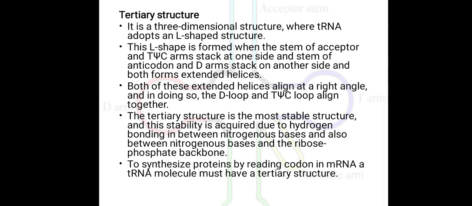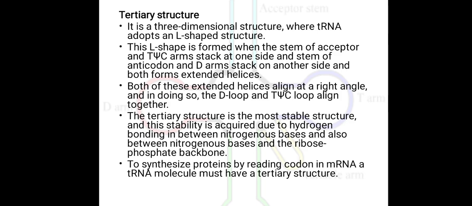Now the third one is the tertiary structure of the tRNA molecule. Majorly this tertiary structure is a 3-dimensional structure of the tRNA molecule, and they possess an L-shaped structure. This L-shaped structure, or the tertiary structure, results whenever the stem of the acceptor and the T arm stack on one side. There is the stacking of these two arms, the acceptor and the T arm, on one side.